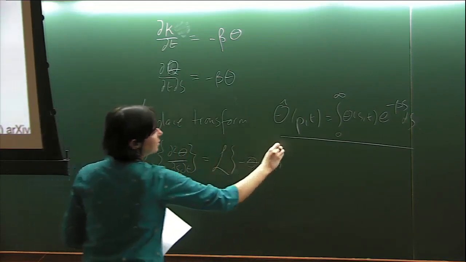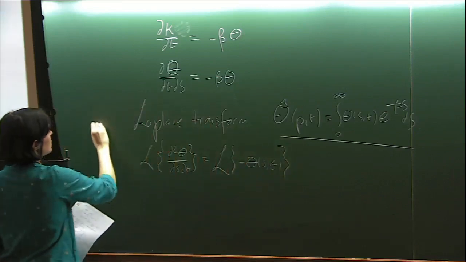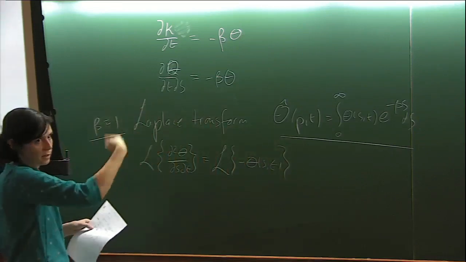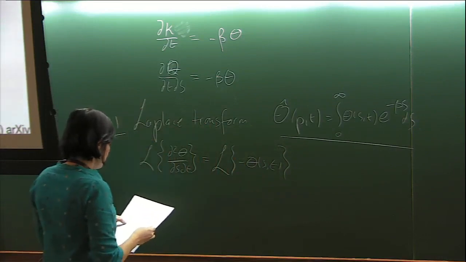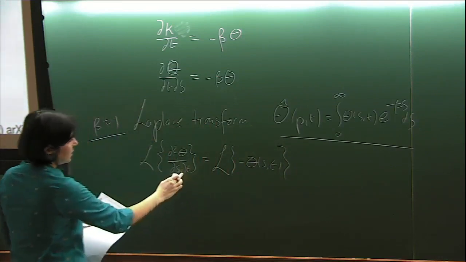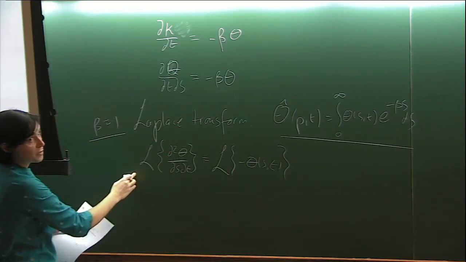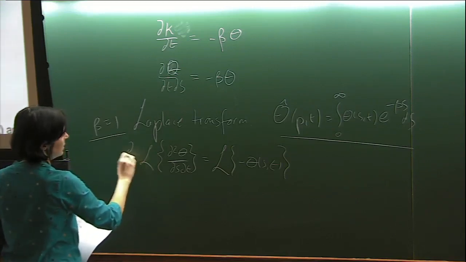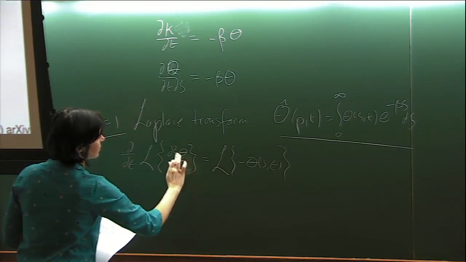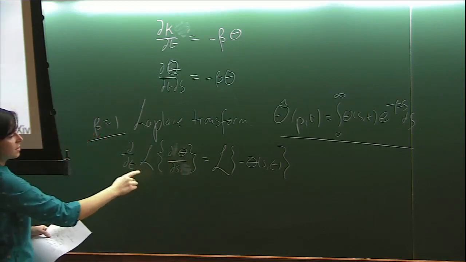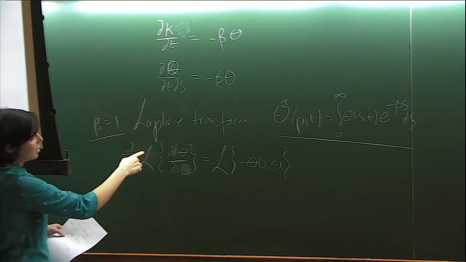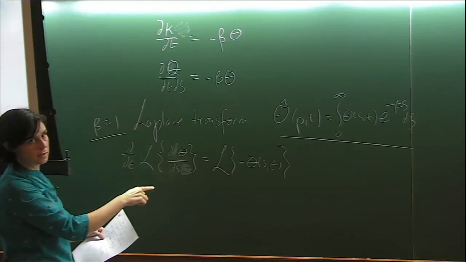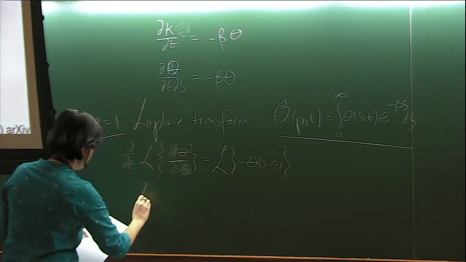Okay. Actually, you can also assume that beta equals 1 here for simplicity, by renormalizing everything. Now here I can take the derivative in time outside of the Laplace transform, as I said. So it's just d/dt of the Laplace transform of the derivative in S. And now this will look like this.